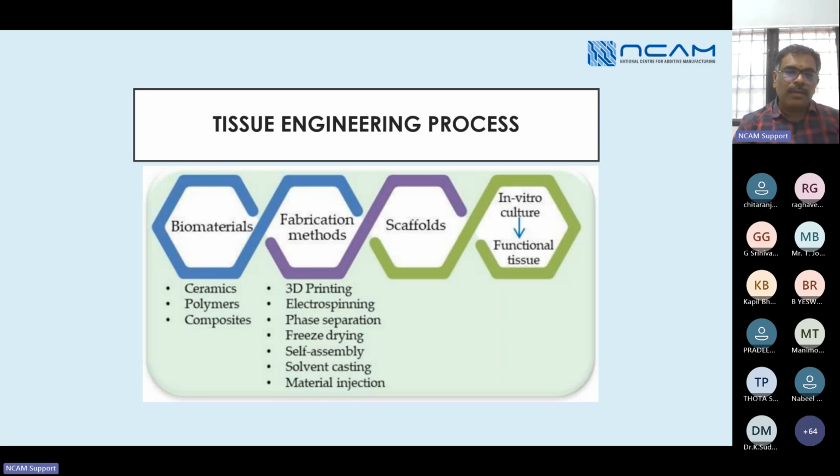But from a technical perspective, tissue engineering is most probably a collaboration between mechanical fabrication and materials combination. The regular fabrication methods include 3D printing, electrospinning, phase separation, freeze drying, self-assembly, solvent casting, and material injection. But now these engineering processes are being adopted with advanced technologies like additive manufacturing.